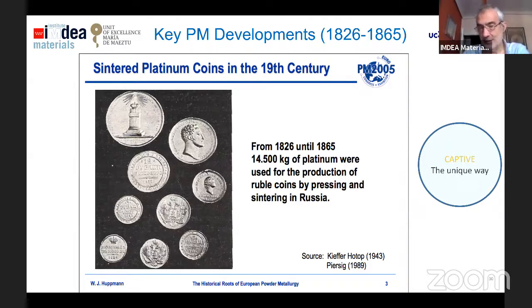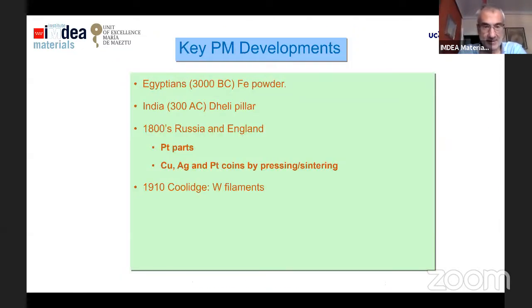It was the unique way. In the previous lecture, we mentioned different fields of application of powder metallurgy. And there are a lot of fields of application in which powder metallurgy is the unique way to produce the material. In that period, it was impossible to melt platinum to produce coins, and they did it by press and sintering from powders.